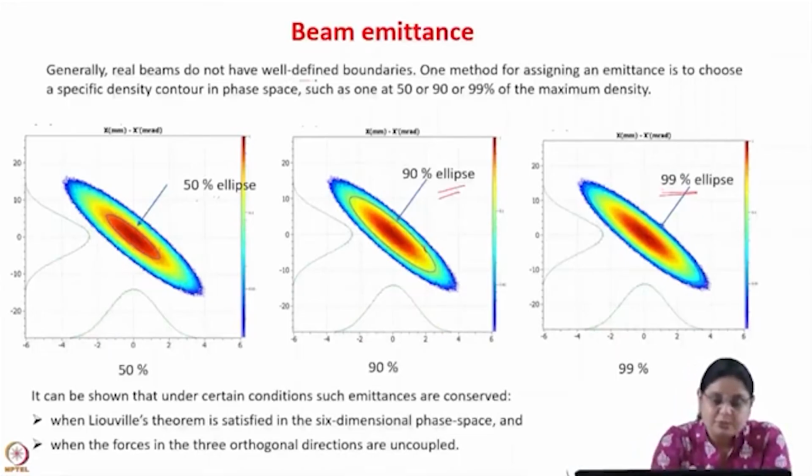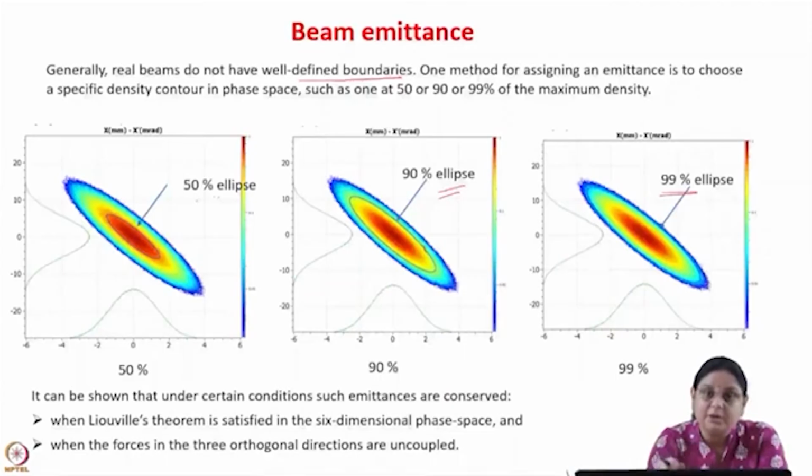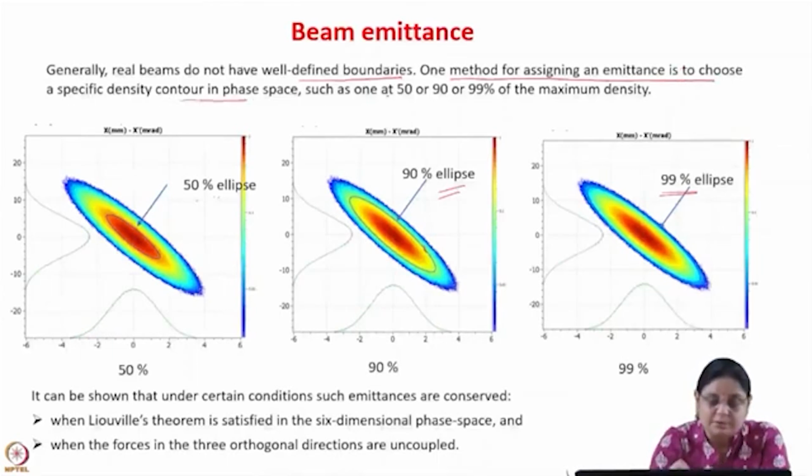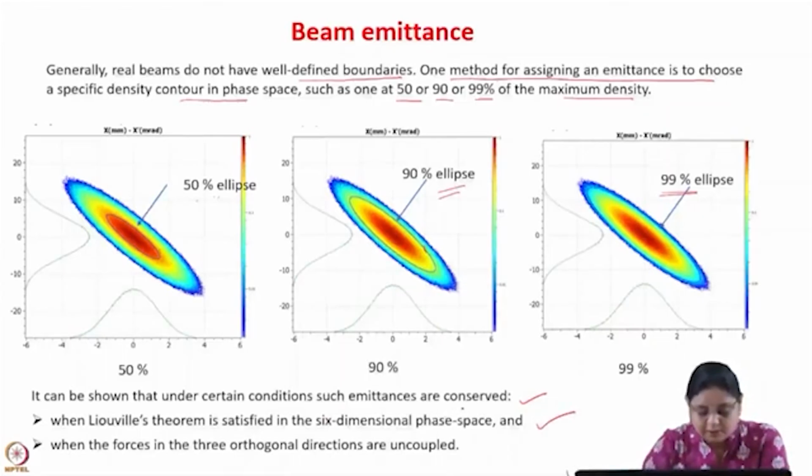So generally beams do not have well-defined boundaries. In the presence of non-linear forces, the beam need not be an elliptical beam. So one method for assigning an emittance is to choose a specific density contour in phase space, such as at 50%, 90%, 99% of the maximum density. It can be shown that under certain conditions, such emittances are conserved. For example, when Liouville's theorem is satisfied in the 6-dimensional phase space, or when forces in the 3 orthogonal directions, that is x, y and z, are uncoupled.